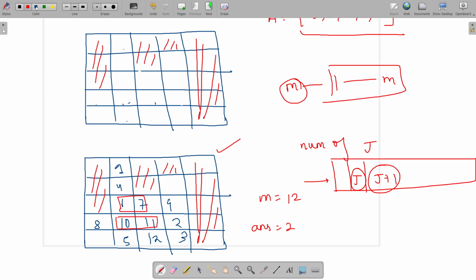Please note that the pairs on the columns are not considered. So for this, for example, 2 comma 3, even though they are adjacent vertically, they need to be present on the same row. And also a configuration like 11 and 10 would not be a good pair because 10 needs to be on the left and 11 needs to be on the right.